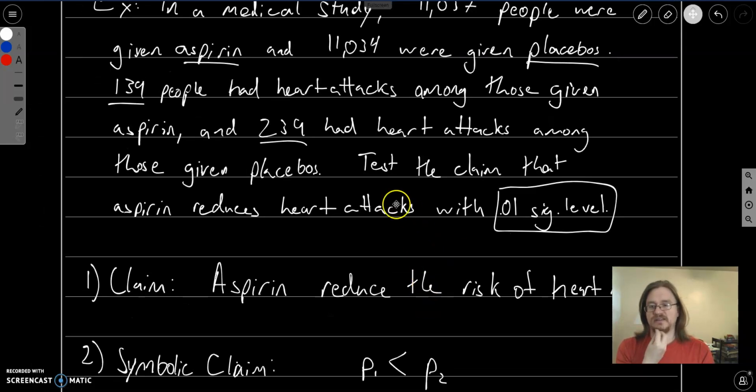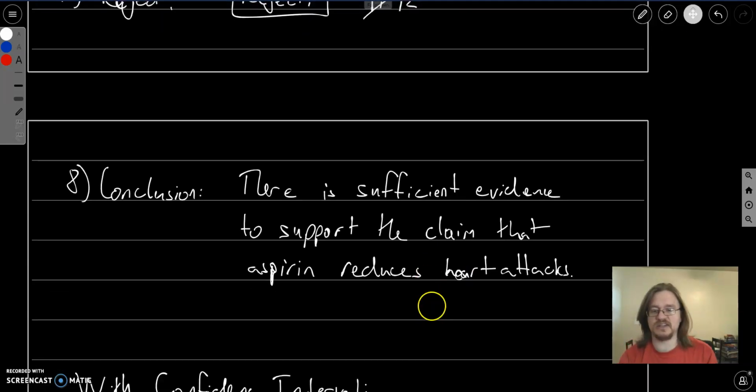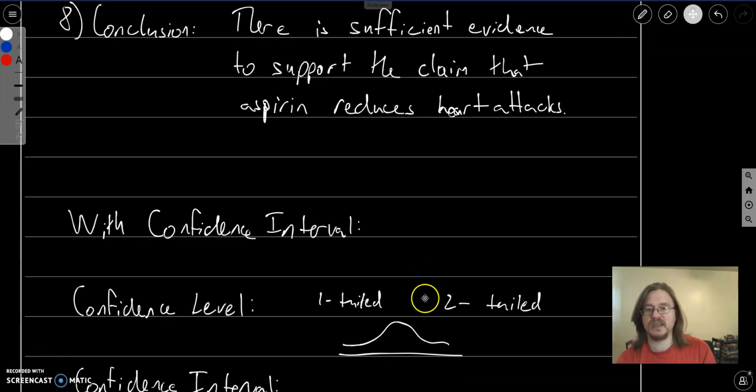So, yes, since the people on placebos had nearly twice as many heart attacks as those on aspirin, it would make sense that we can conclude that aspirin does reduce the risk of heart attacks.